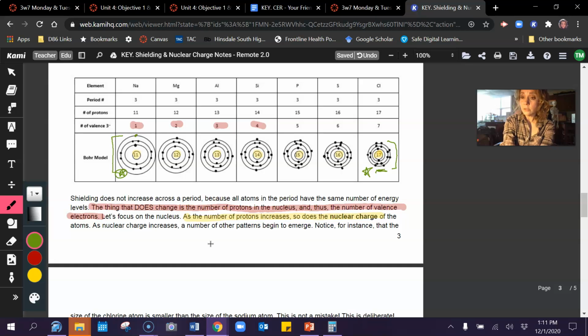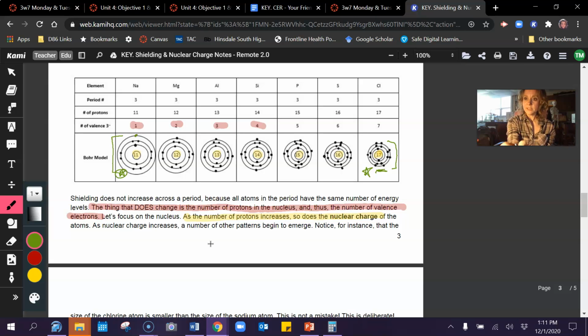As a rule, metals, any element to the left of the staircase, are going to have their valence electrons a little bit further away from their nuclei than the nonmetals are. So metals are going to lose their valence electrons more readily than nonmetals do. And the whole reason for that is because of nuclear charge.